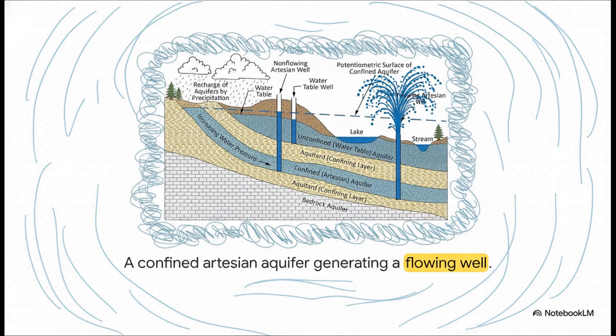When you have a confined artesian aquifer trapped deeply between two confining layers of rock, and a pipe goes down into that trapped layer, the water can literally shoot straight up out of the ground like a fountain. There is absolutely no electrical pump here. It is defying gravity all on its own.